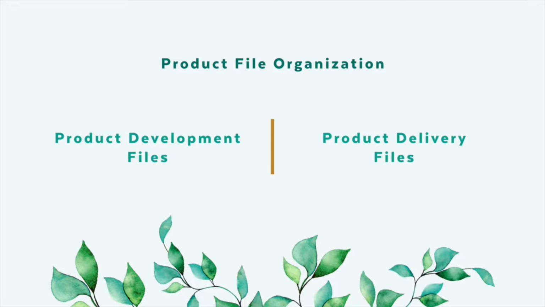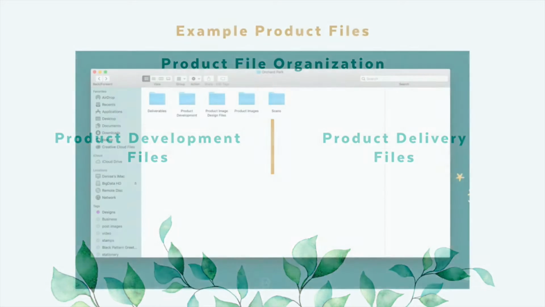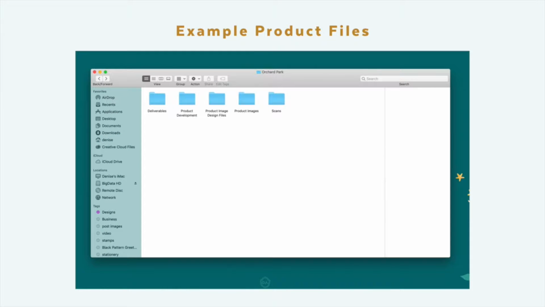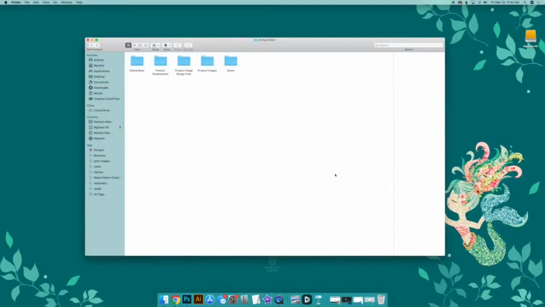Now I'm going to show you some example product files. Here is an example of my Orchard Park graphics set. You can organize your product files however you feel works best for you, but this is just how I organize my product files. And I wanted to share this with you to get you thinking about how you're going to organize your products. So let's dive into my Orchard Park set so you can see how each of these folders are set up.